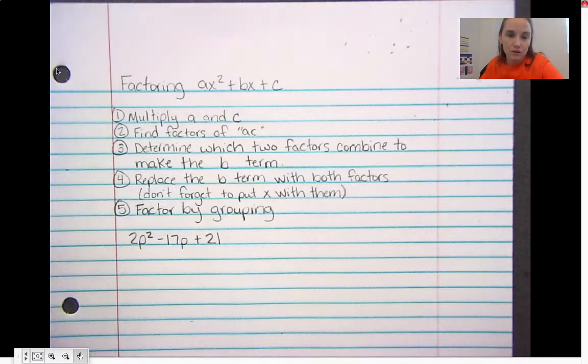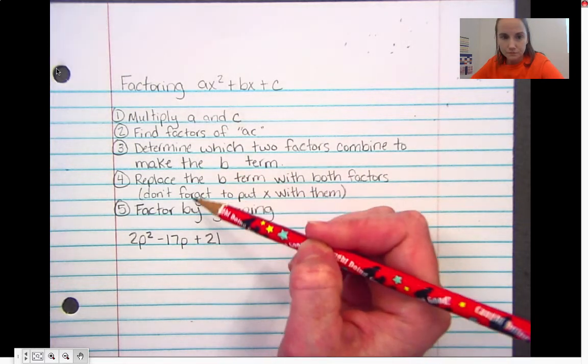One way I call the brain method, where you just have to think about the factors and do a guess and check. And the other method is a process. So if you like following step-by-step instructions, the process method may be your choice. So here are the steps.